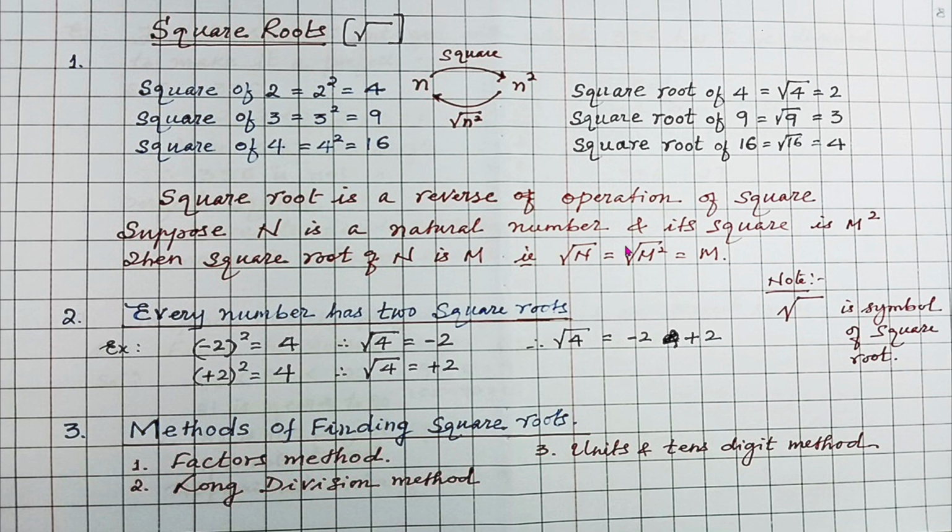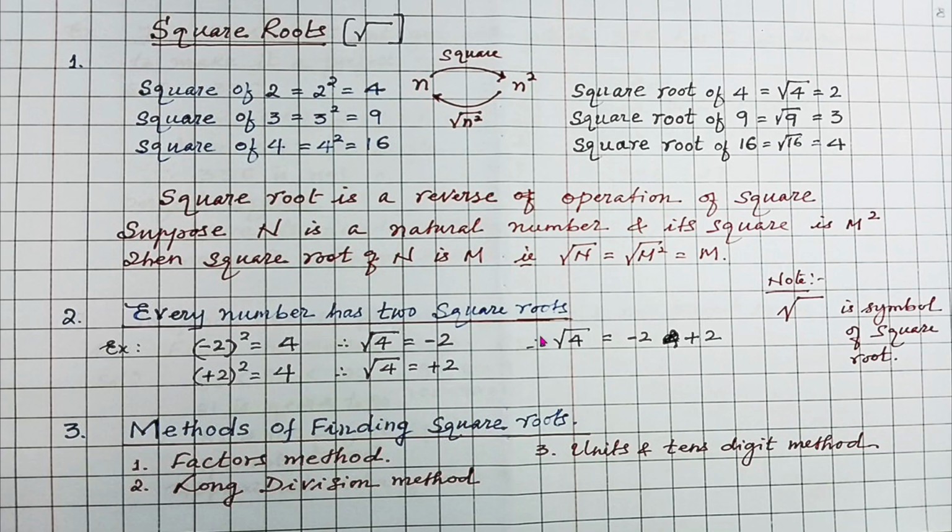Suppose n is a natural number and its square is m square, then square root of n is m, that is square root of n is equal to square root of m square, and that is equal to m. So remember, this is the symbol of square root.